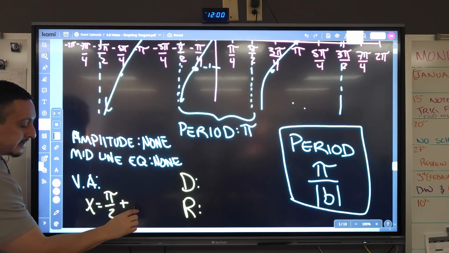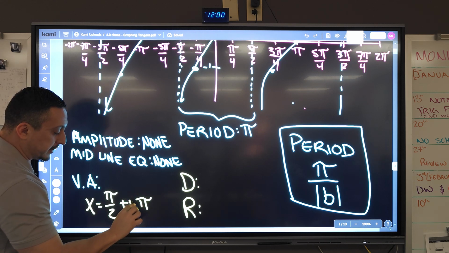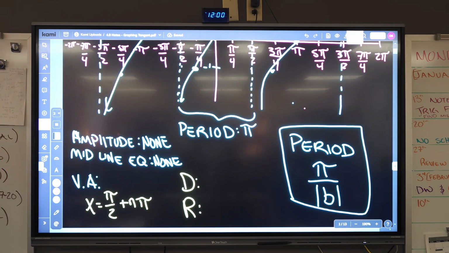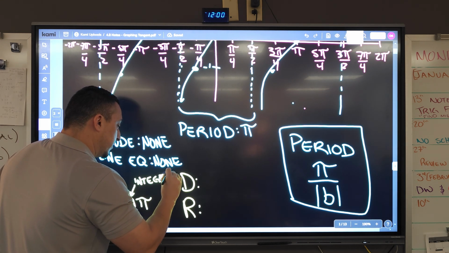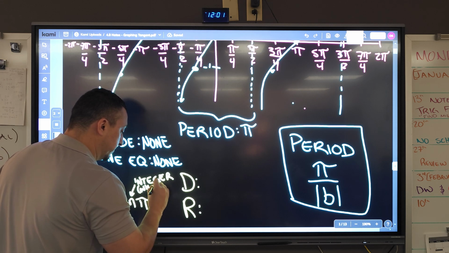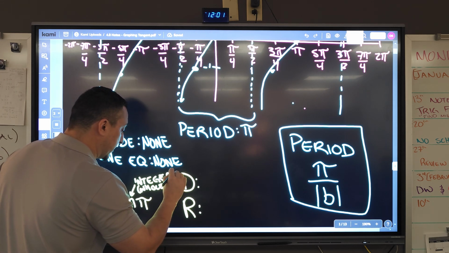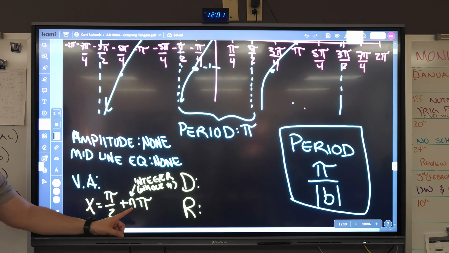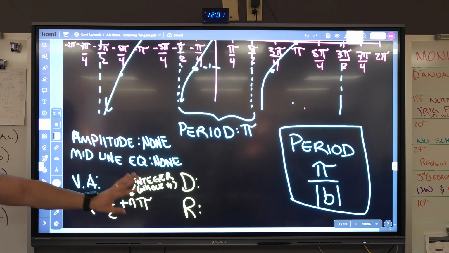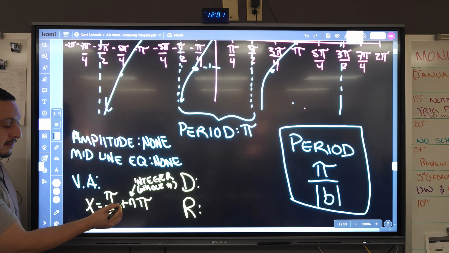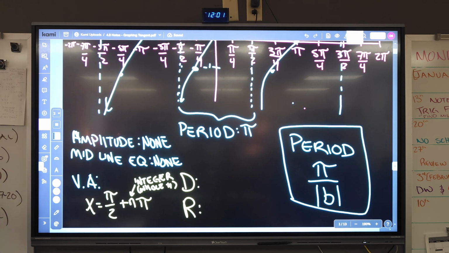So the way we say that is pi over 2, and then we put an n pi right here. n has to be an integer. An integer is like a whole number. It's just the fancy math way of saying plus 1 pi, plus 2 pi, plus 3 pi, plus 4 pi, plus 5 pi, plus 6, and so on. So that's how you write it. Does that make sense, guys? So the asymptote, this is how we write it. When you write the asymptote for these, you find out where it's starting and then just add plus n pi. Good? Are we good?